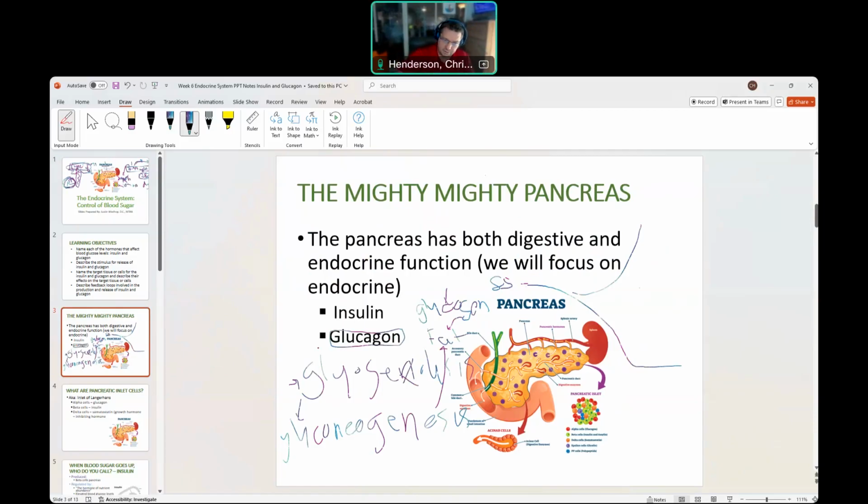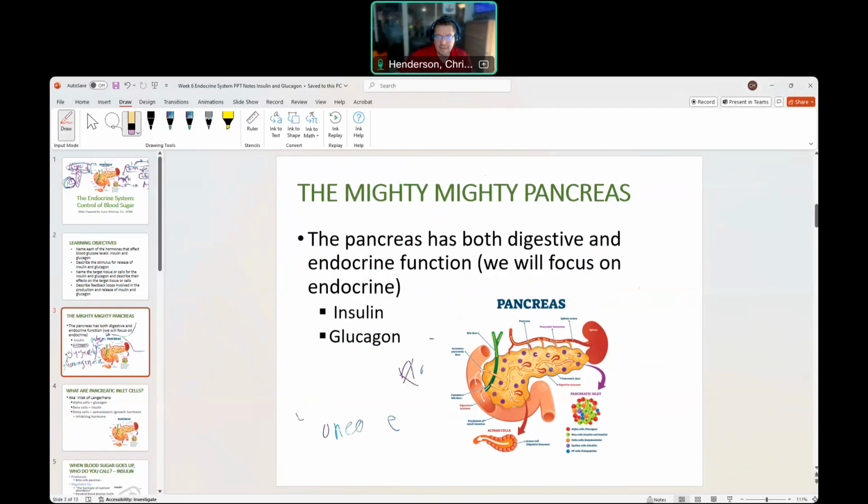Okay, perfect. So we know what happens when our blood sugar drops. Now, what happens when you eat? What happens to your blood sugar when you eat?